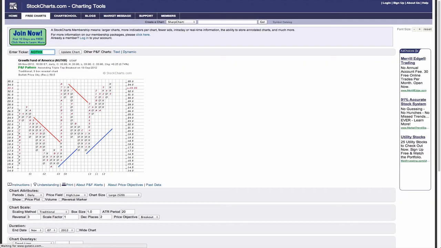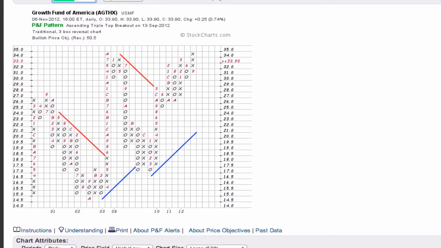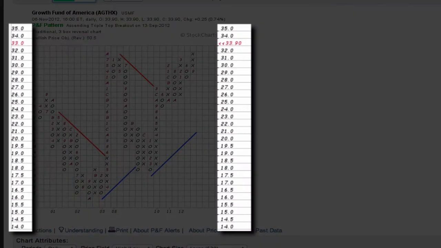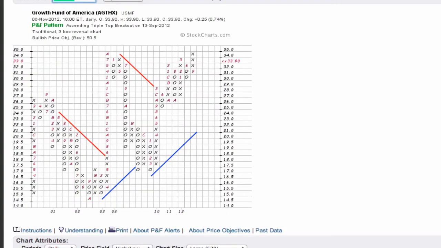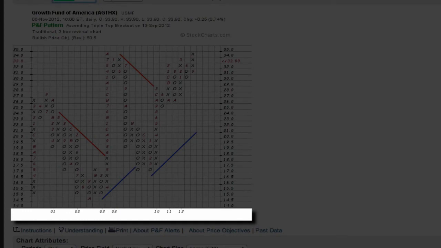So now we're looking at a simple graph paper form. Down the left column and the right column, you'll see numbers from 35.0 to 14.0. These numbers represent prices. Across the bottom of the graph, you'll see numbers 01, 02, 03, 08, 10, 11, and 12. These numbers represent years.